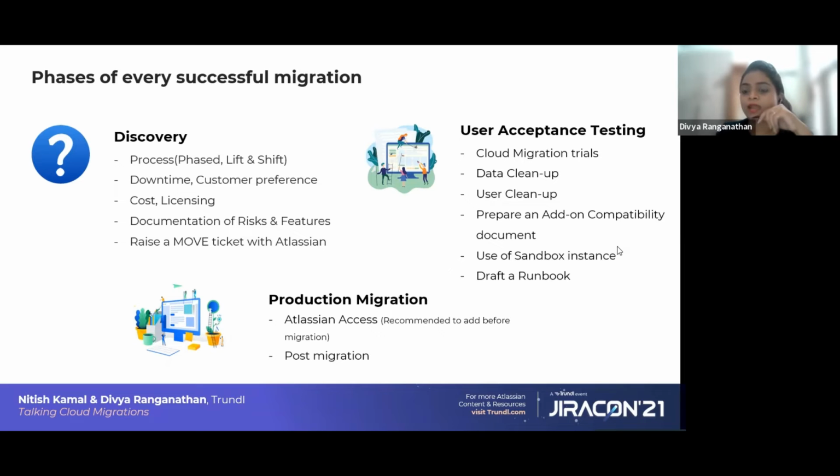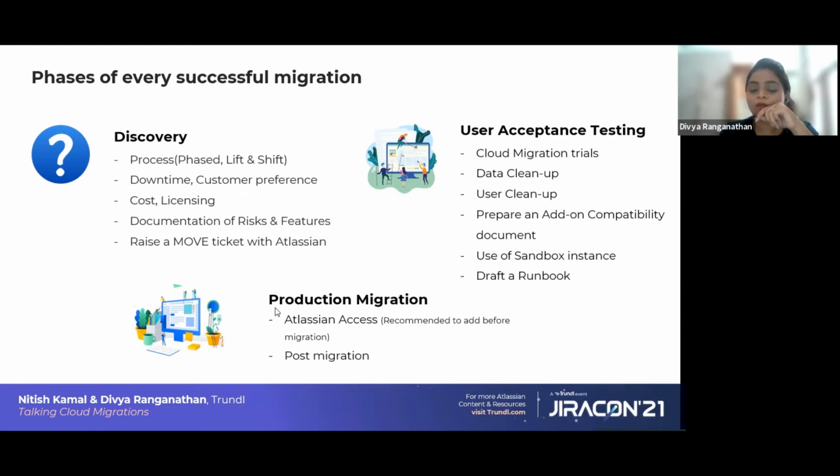And then comes the sandbox instance. Sandbox instance is really helpful when it comes to UAT testing. In a sandbox instance, you can delete your data multiple times and re-import your data again. So in that way the sandbox instance is really useful. Once we are done with the user acceptance testing with all these criteria, you will draft a runbook for your future production migration. If your runbook is clear and sorted, we can assure you there will be a smooth migration on the production migration date.